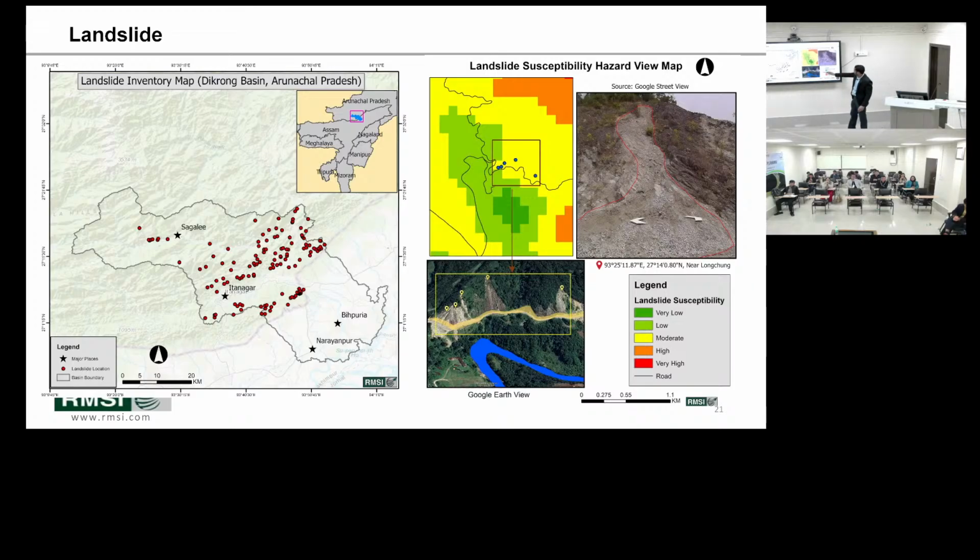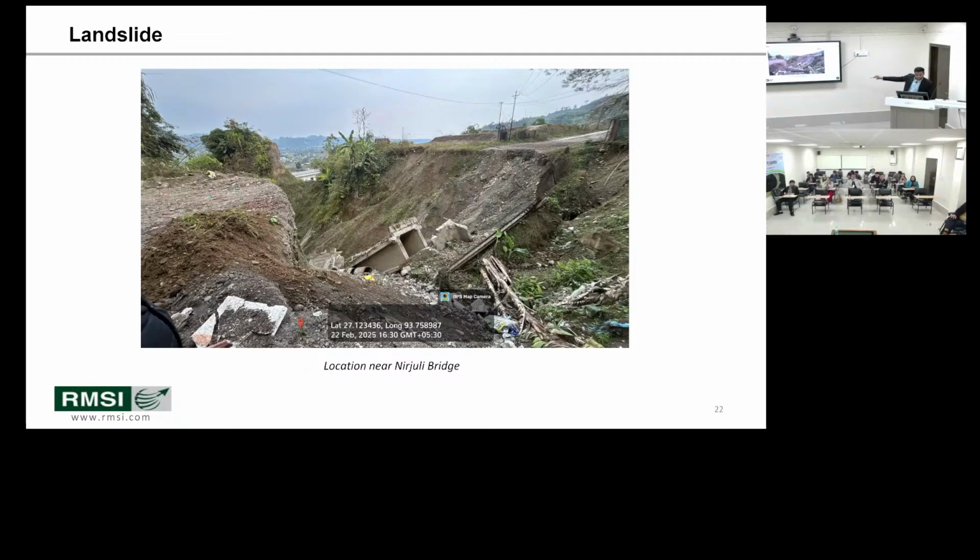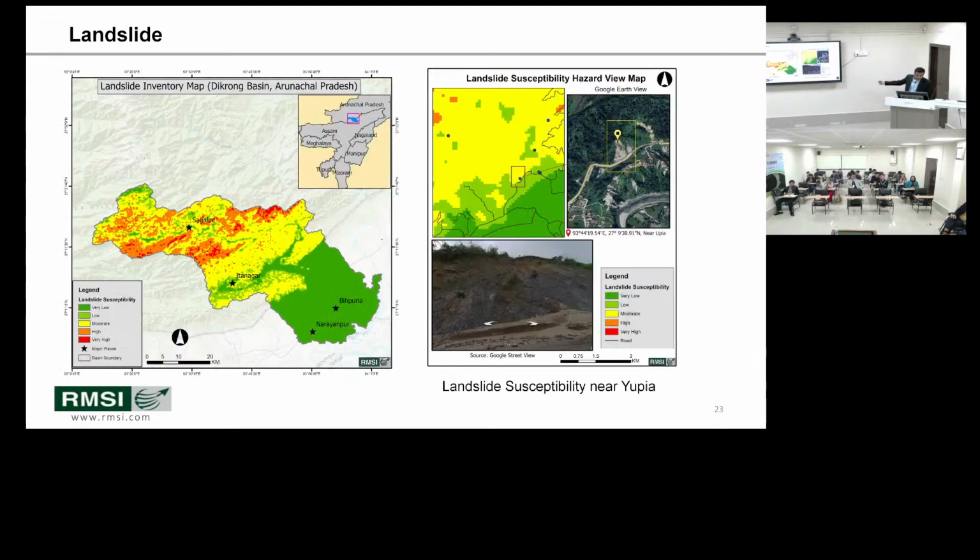They have seen some samples. A landslide happened at the bridge near Sagali. This was taken by me while I was on field. A bridge was there, and it got dismantled. This is again a landslide inventory map. Although there is no risk at all here, they are made for consistency. Otherwise the upstream area, the upper basin area, is very prone to landslides.